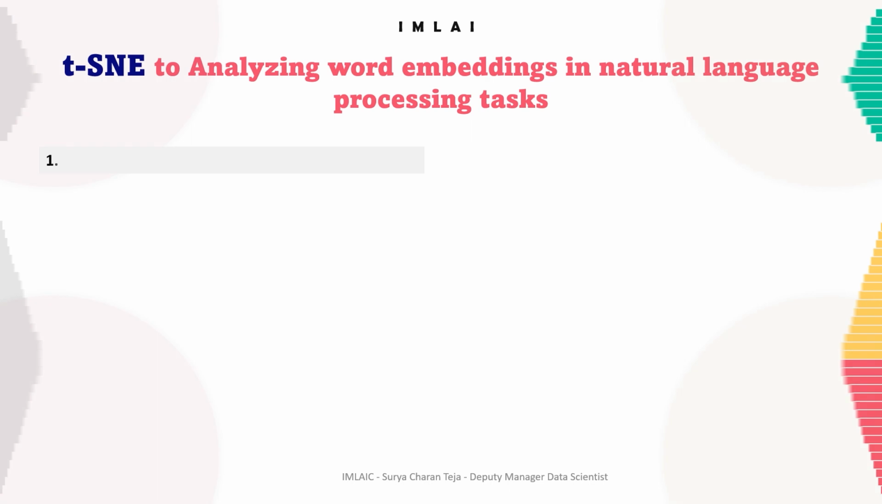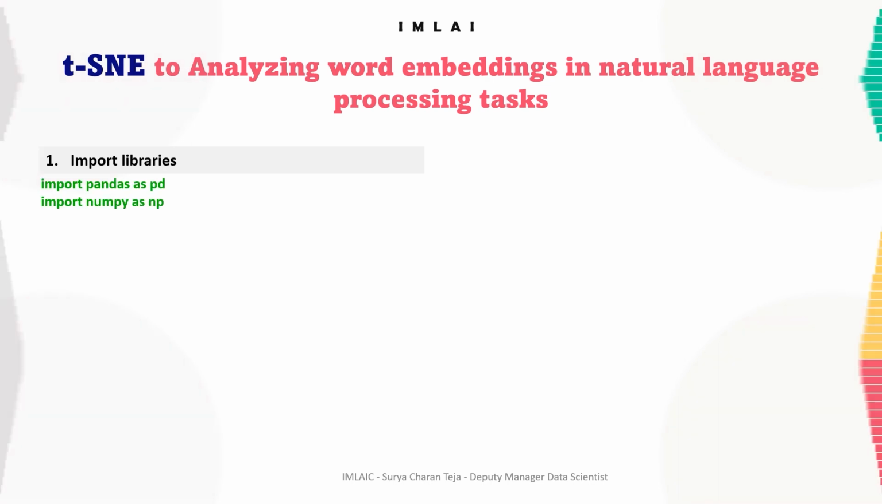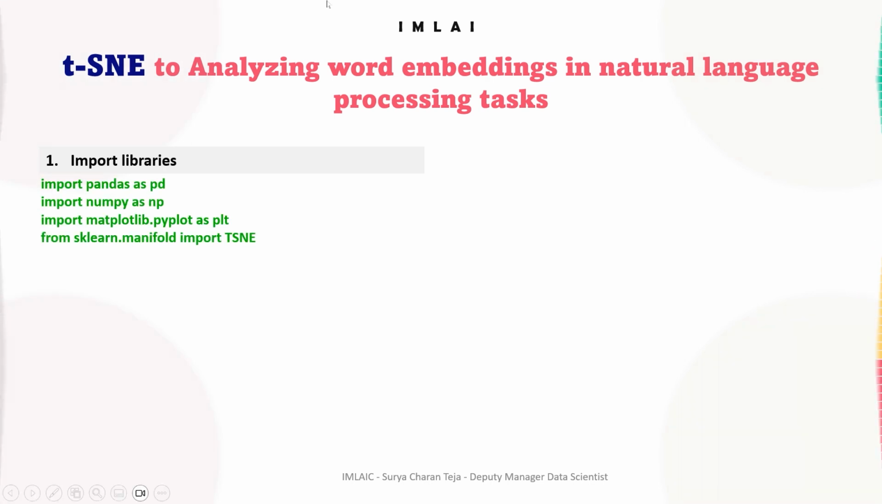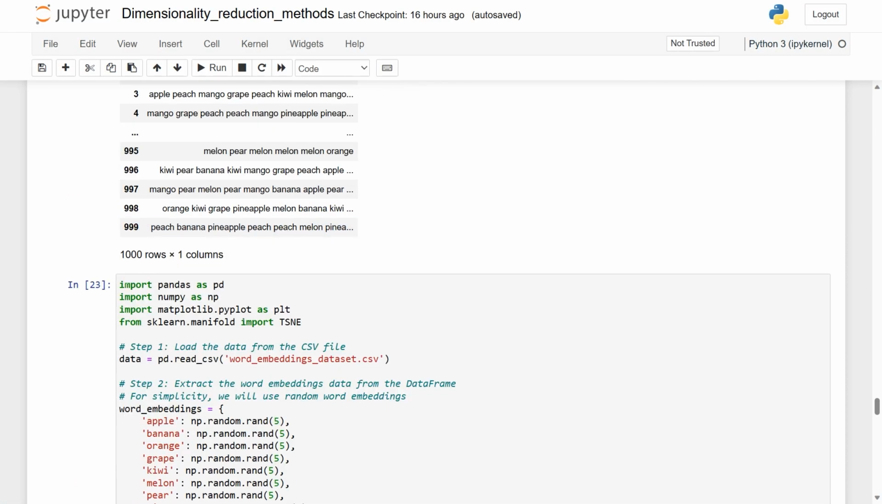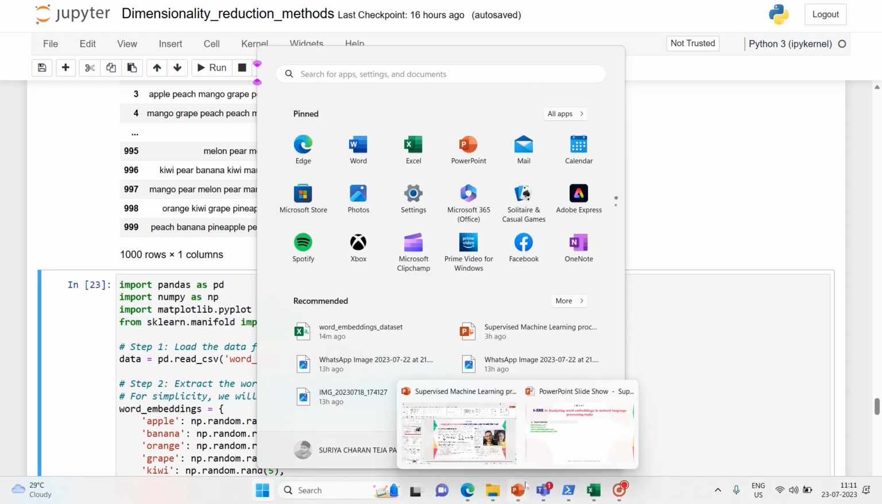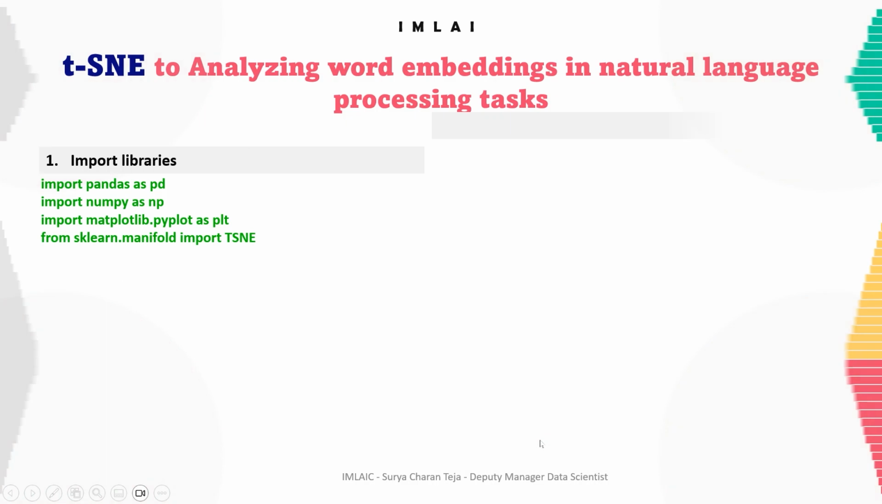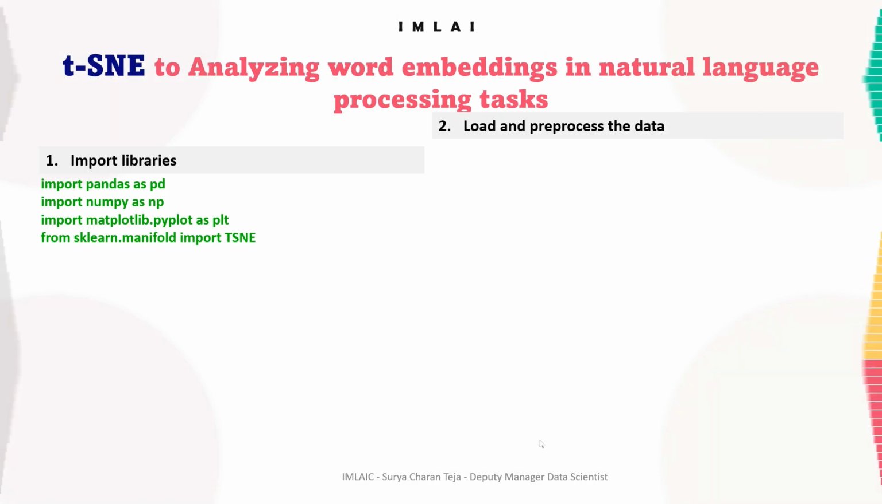So the first step, as usual, importing the libraries. These are the libraries we are going to import: pandas as pd, numpy as np, and matplotlib.pyplot as plt, the sklearn library, manifold package, and TSNE is the module. This is what we are going to import, and these are very important things to be done when you begin your project.